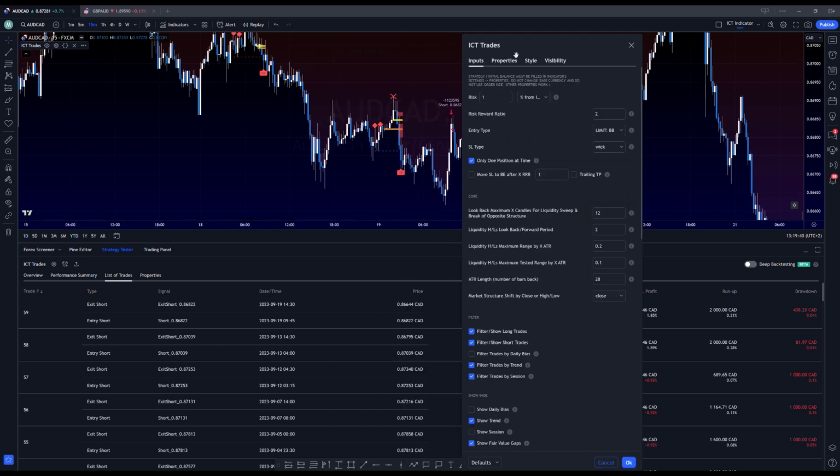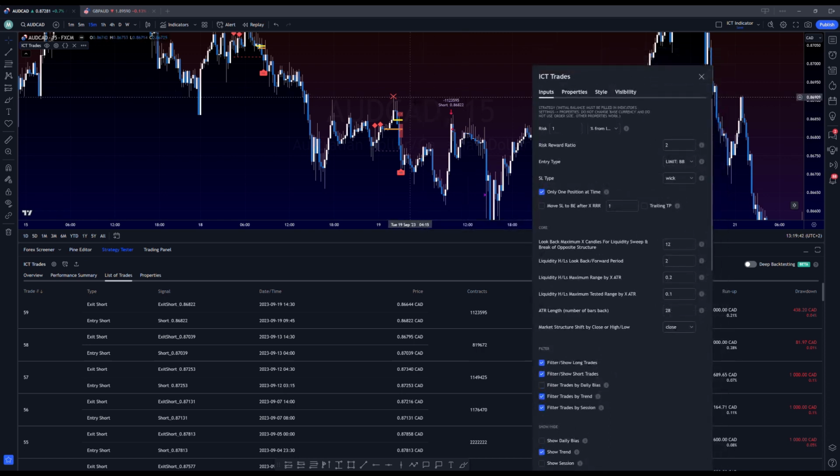There is also stop-loss type. You can have stop-loss on the wick of the liquidity grab candle or on the body, which is here. Okay. So if you choose body, you will have better risk-reward ratio, but you will have more stop losses. It's up to you.